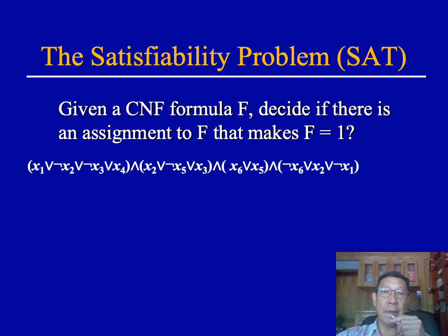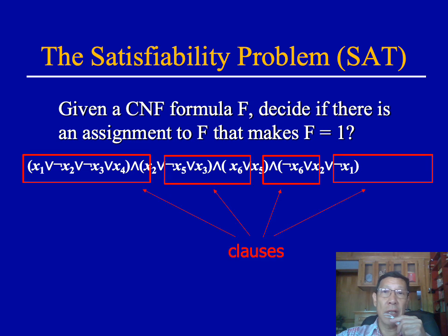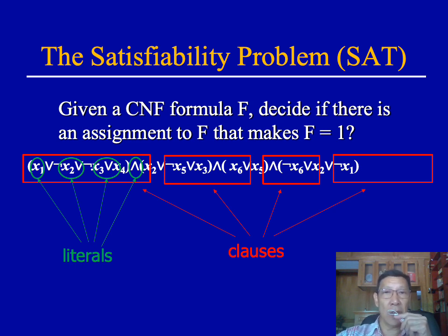Okay, so for example, this is an instance of the SAT problem. Let's give some terminology here. A Boolean formula in CNF is given like this. You have these parentheses, which are called clauses. The clauses are connected by the AND operation, a Boolean operation. Within each clause you can see variables or negations of variables, which are called literals. The literals in each clause are connected by the OR operation.